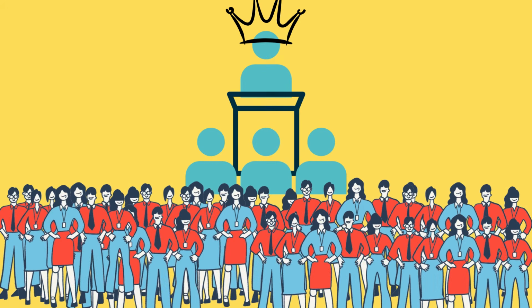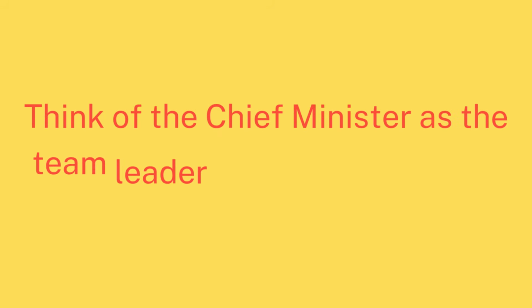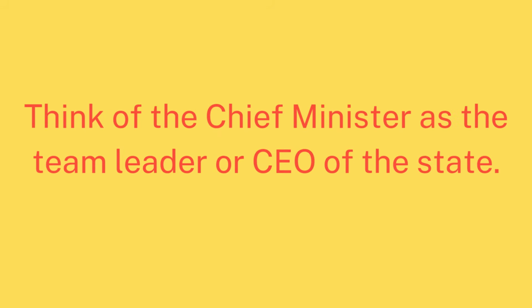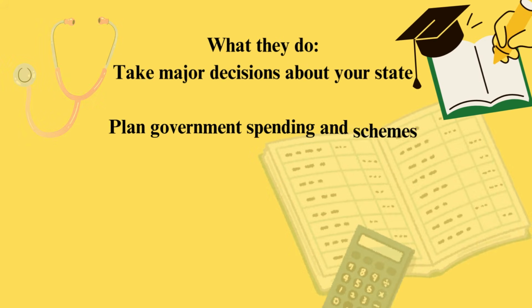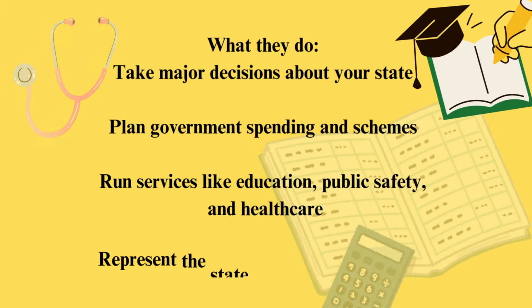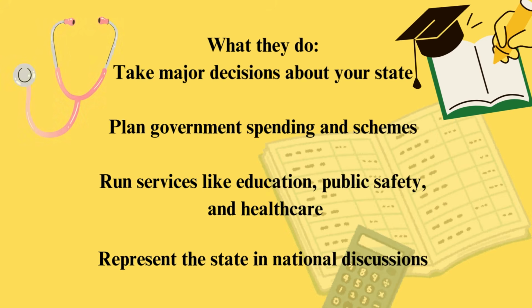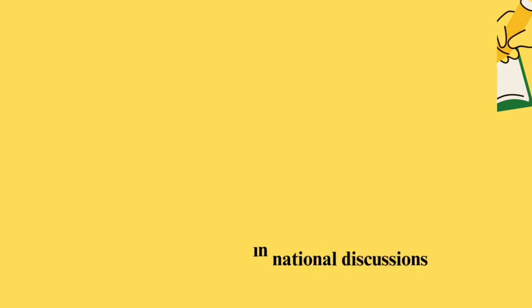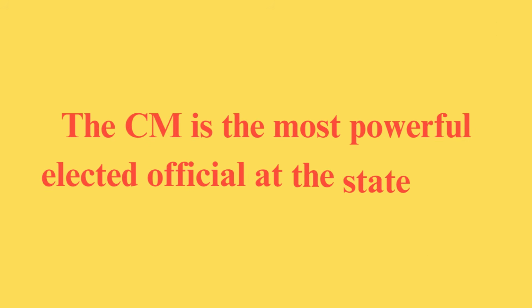Who is the chief minister? The chief minister is the head of the government in a state. Think of the chief minister as the team leader or CEO of the state. What they do: take major decisions about your state, plan government spending and schemes, run services like education, public safety, and healthcare, represent the state in national discussions. The CM is the most powerful elected official at the state level.